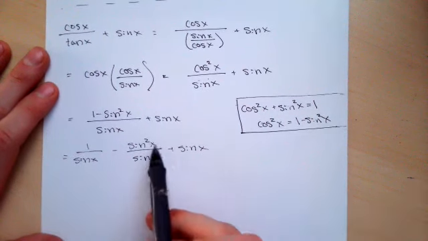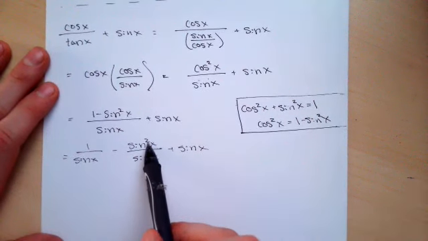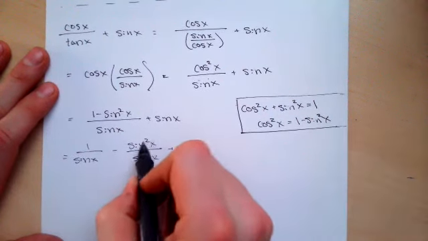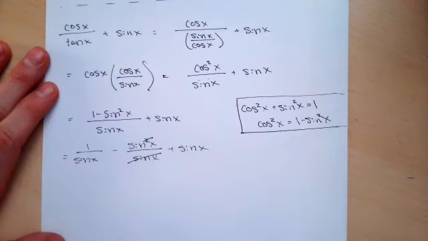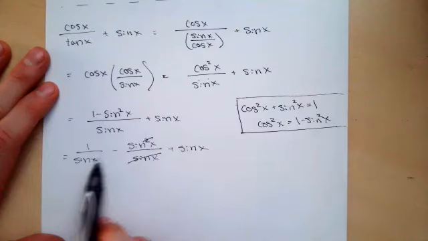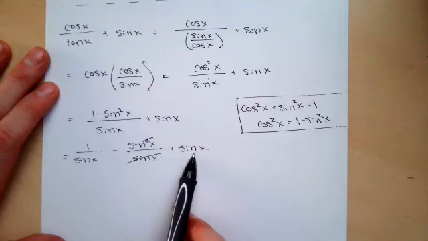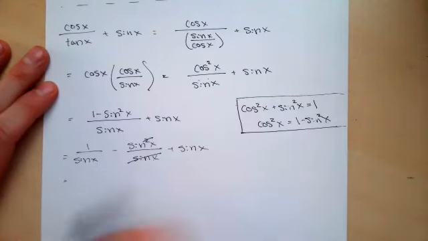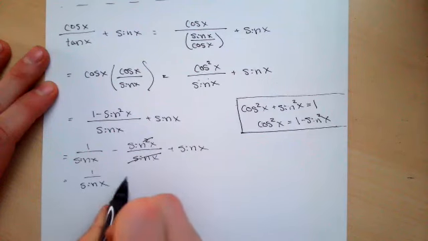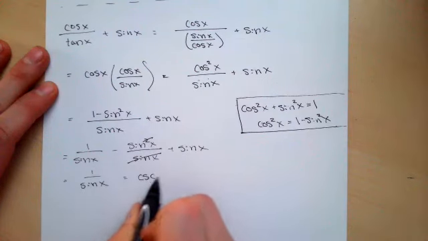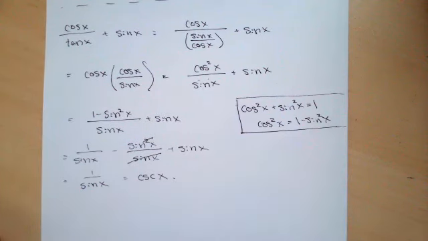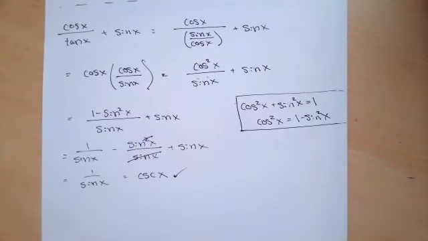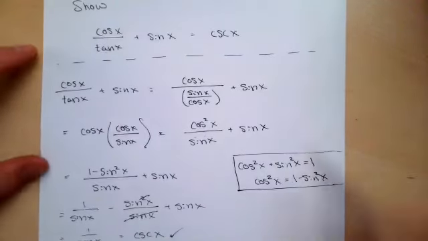And now this helps us a little bit because this term I can simplify. We have sine squared over sine, so one of those powers of sine is going to divide. And then I'm left with 1 divided by sine of x minus sine of x plus sine of x. So minus sine x plus sine x will just be 0, and we are left with 1 over sine of x, or cosecant of x. Since it's an identity, I'll put a little check mark indicating that we got what we were supposed to.